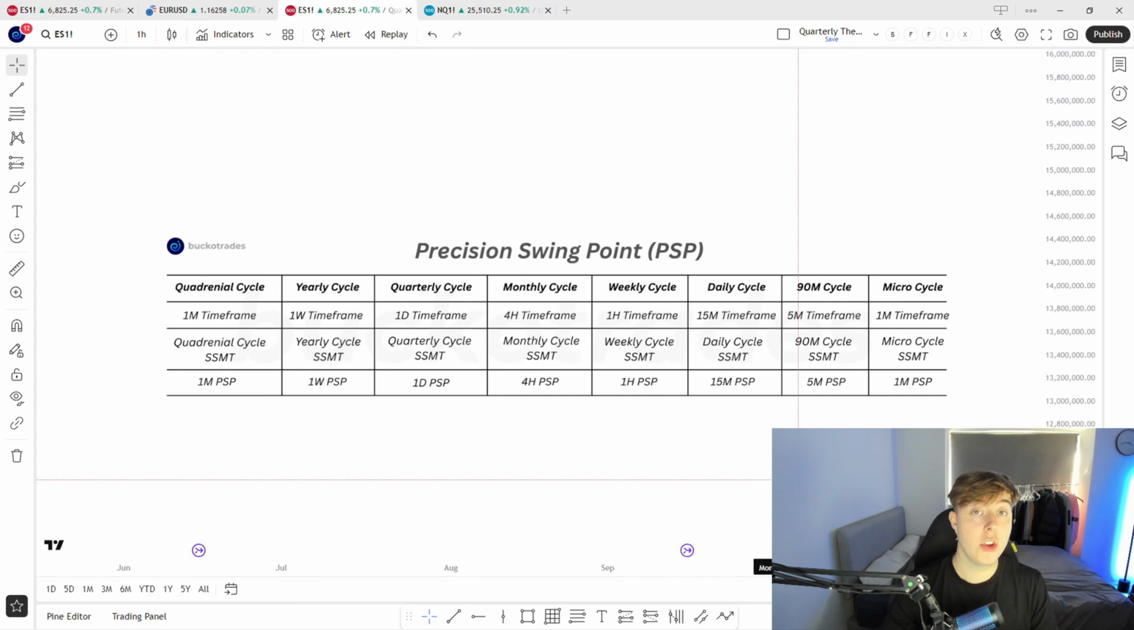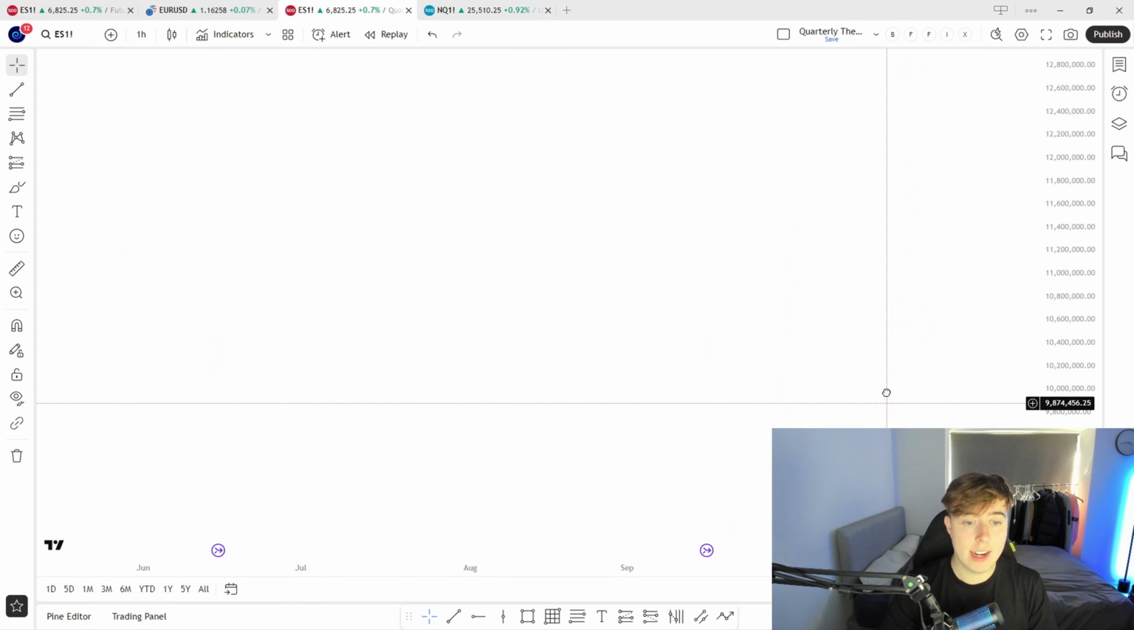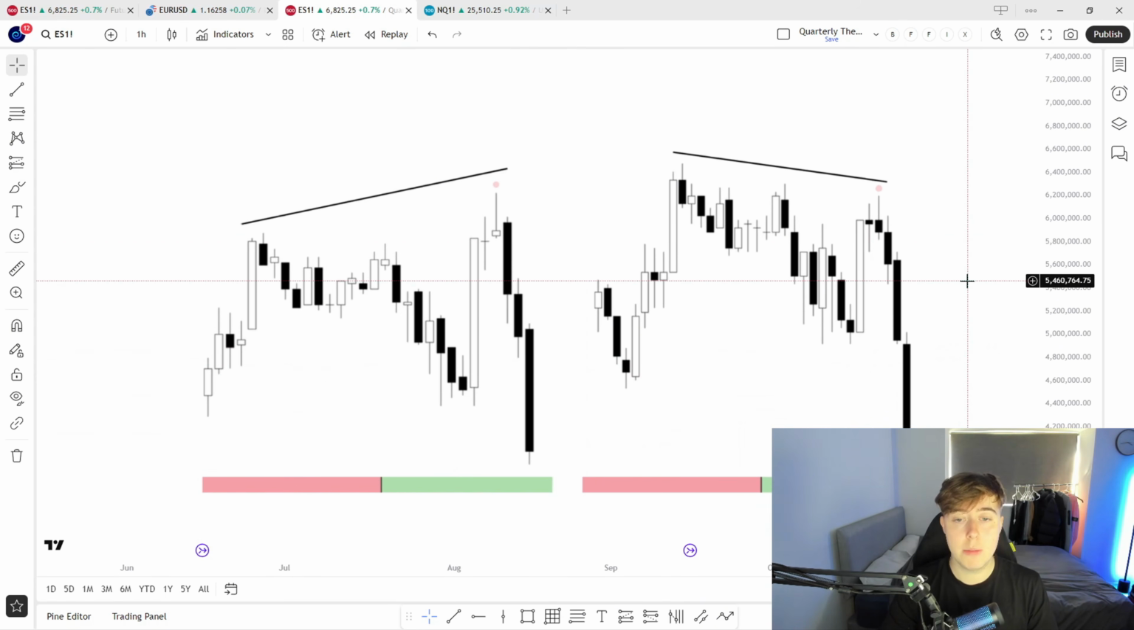But there's many ways in which we can use PSPs. You can also use them just on their own without a sequential SMT. They can help give you bias. So we'll be diving into charts shortly, explaining the different ways in which we can use them, okay? But lastly, before we do that, here's just a little example of how a precision swing point setup may look after a sequential SMT forms, okay?